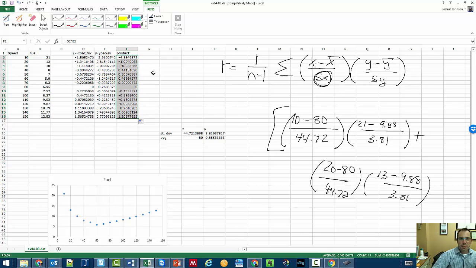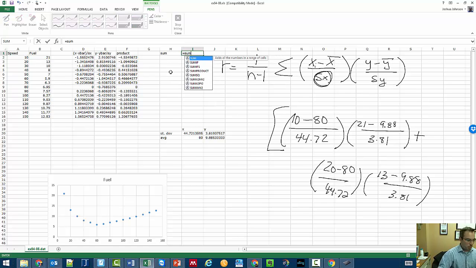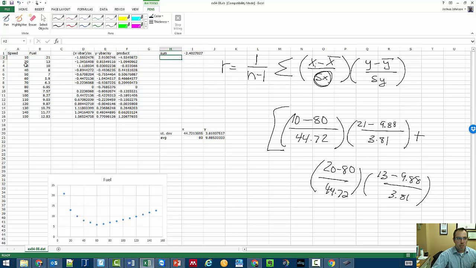And remember, now we need to get the sum of all of them. So here's the sum, because we have to do the summation of all of those products. So the sum is going to equal the sum of all of this stuff. And I got negative 2.402. And I'm going to multiply that by 1 over n minus 1. So remember, I'm going to count these. I end up with 15 minus 1, so 14. So I'm going to multiply that. Last step, equals this times 1 over 14.